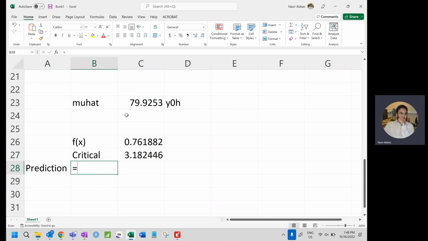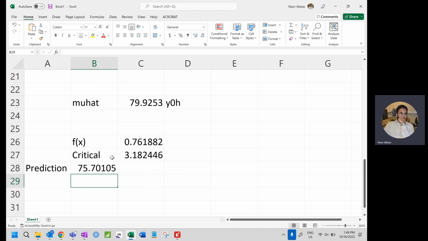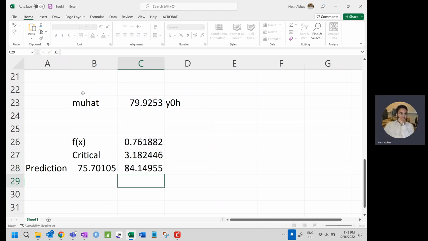So my prediction interval will be the point estimate minus the critical value times... Now the problem is I don't have MSE. So let me put 1 instead of MSE. 1 will not be MSE; you know how to calculate MSE. So I'm just putting 1 instead of MSE times another bracket, 1 plus this factor, and I should put a square root here. So this is the lower limit, 75 point something. And I copy this whole thing and put it here with a plus sign. And this will be the upper limit.